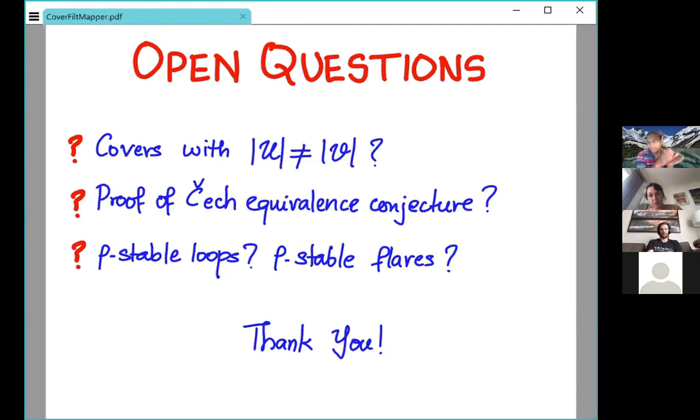So in the Vietoris-Rips and Cech equivalence framework, we did have to use the mu. Yeah. I see. Thank you. Okay, and then we have Bei raising her hand.